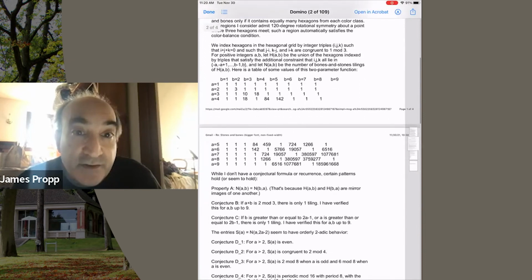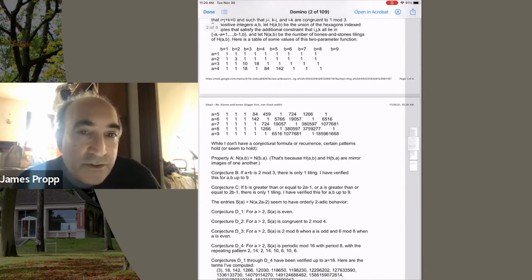So this is the unconstrained case where I'm allowing all stones and bones. Later on, I'll talk about what happens when you restrict. So property A, I think, is easy. There's symmetry between A and B, and that's just because these two regions are mirror images of one another. By the way, a point I haven't written here but realize is important for later on, is that these regions do not have mirror symmetry. They have a kind of a spiral. They have a rotational symmetry, but they do not have reflection symmetry.